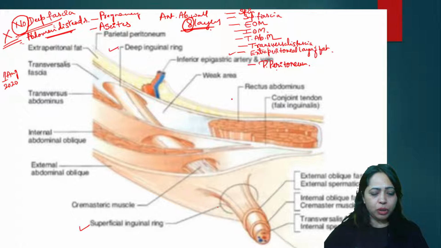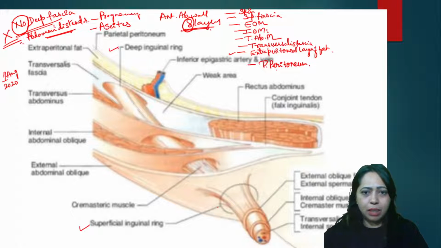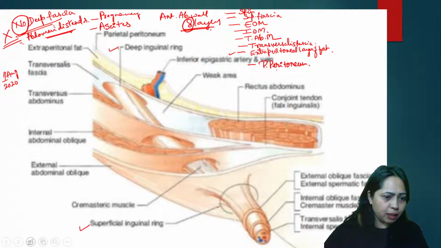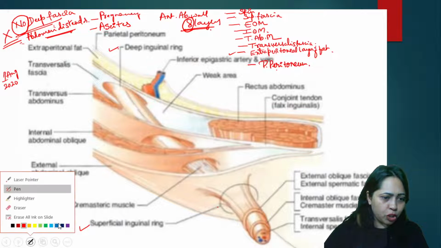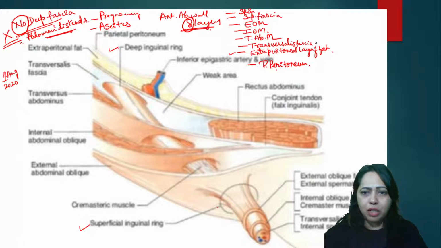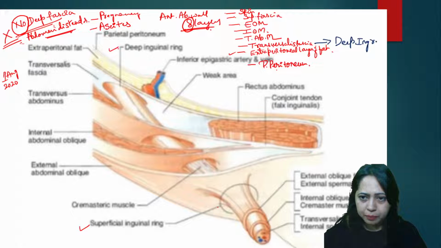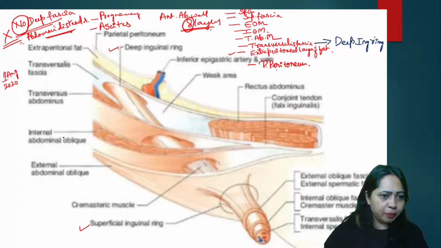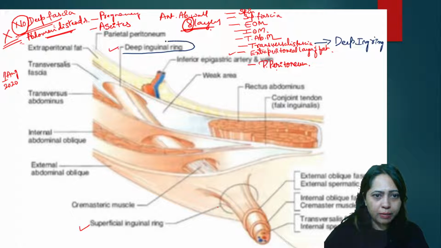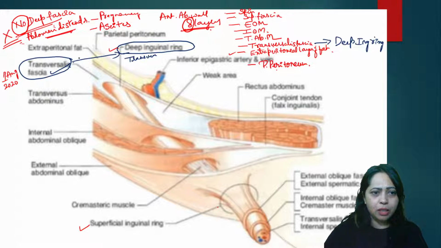So now there are two things. There is the transversalis fascia. I'll use a different color because you might not be able to appreciate the writing. Transversalis fascia. Here is your deep inguinal ring. Okay, where is the deep inguinal ring? Let's circle that. And this is present in the transversalis fascia. See, this is the transversalis fascia. So these two are together. All right. So this is where it is.